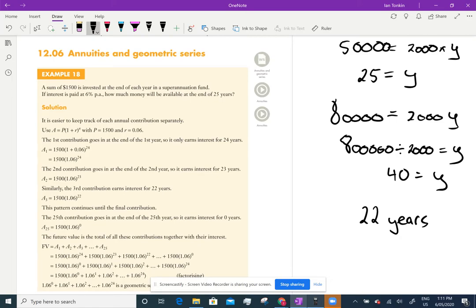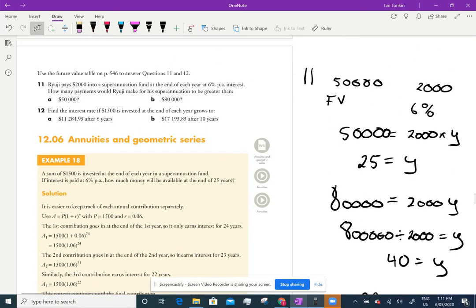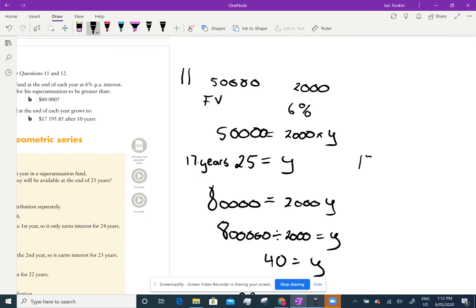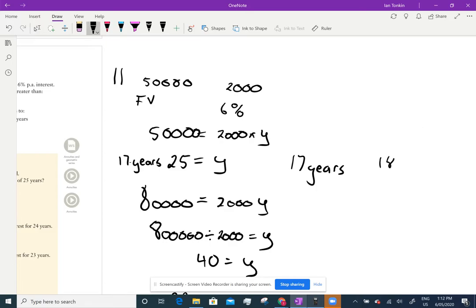And the other one at 25, I get 17 years, whereas they get 18. How many payments would Richard need? Oh, it's how many payments. Okay, so it goes for 17 years, hence 18 payments. So I was right, 17 years, which means 18 payments.